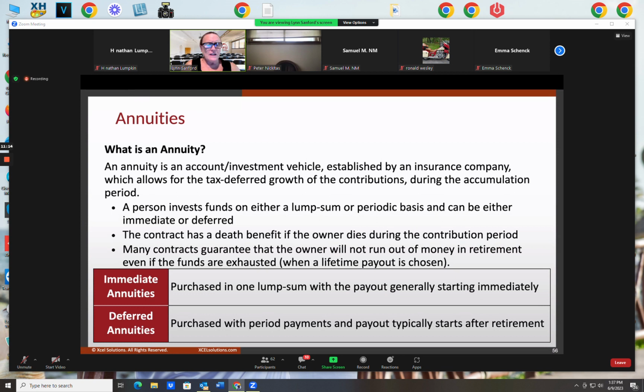So a person invests funds on either a lump sum, you can establish an annuity with a lump sum of money, or you can establish it with a very small amount of money. Most insurance companies will allow you to start with as little as $25 or $50, and you just keep adding money to it. As you have extra money, you place that money in the annuity as well. That's called a flexible premium deferred annuity.